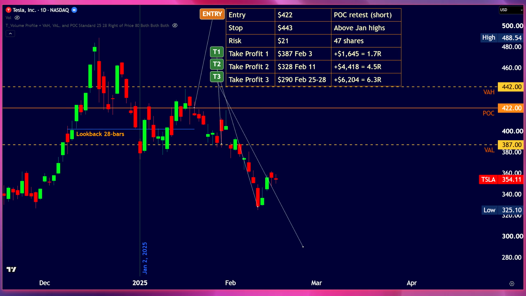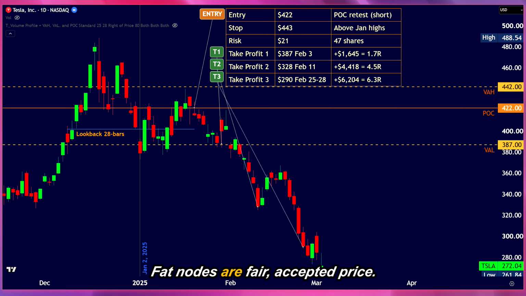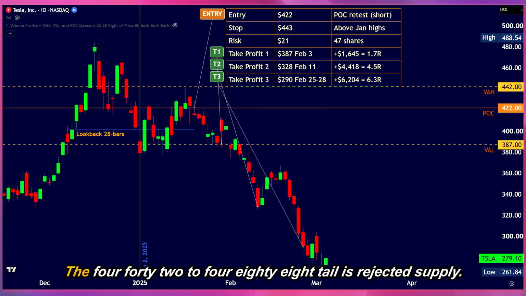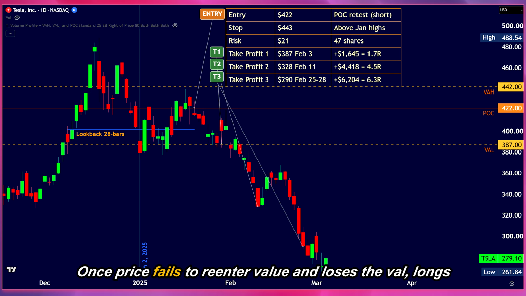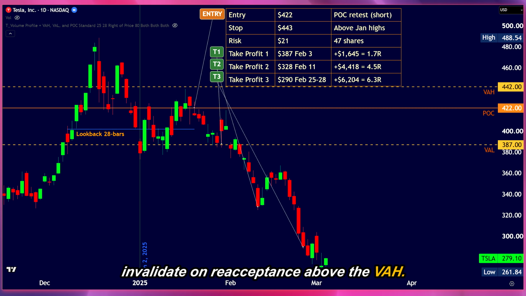Why it works. Volume profile maps acceptance versus rejection. Fat nodes are fair, accepted price. Thin nodes are rejected. The 442 to 488 tail is rejected supply. Once price fails to re-enter value and loses the VAL, longs liquidate, and the move extends toward the lows. You invalidate on re-acceptance above the VAH.